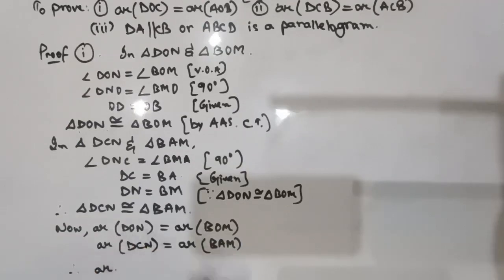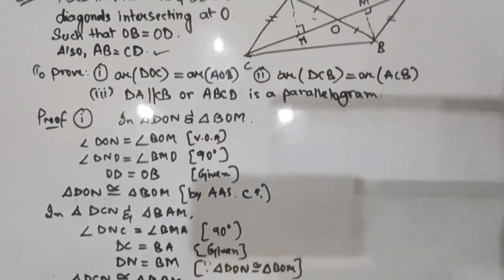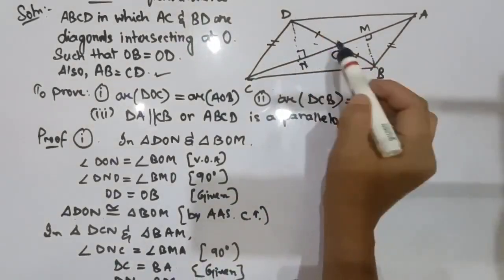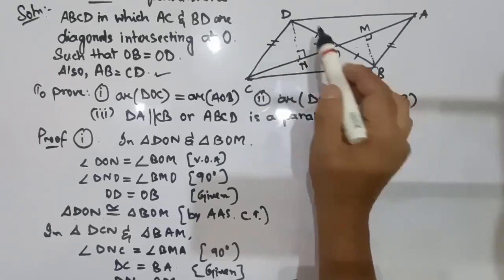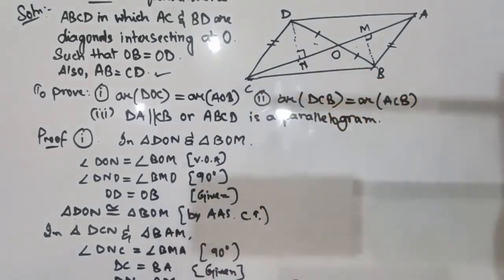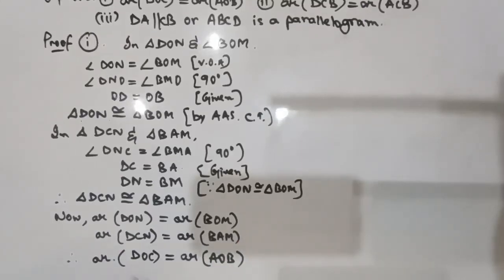area of triangle DON. Let me show you the figure. So area of triangle DON plus area of triangle DCN is equal to this triangle, that is triangle DOC. So if we add these two equations, we will get area of triangle DOC is equal to area of triangle AOB. If we add these two, we will get area of triangle AOB. So this is the first part. So we have proved the first part, that is area of triangle DOC is equal to area of triangle AOB.